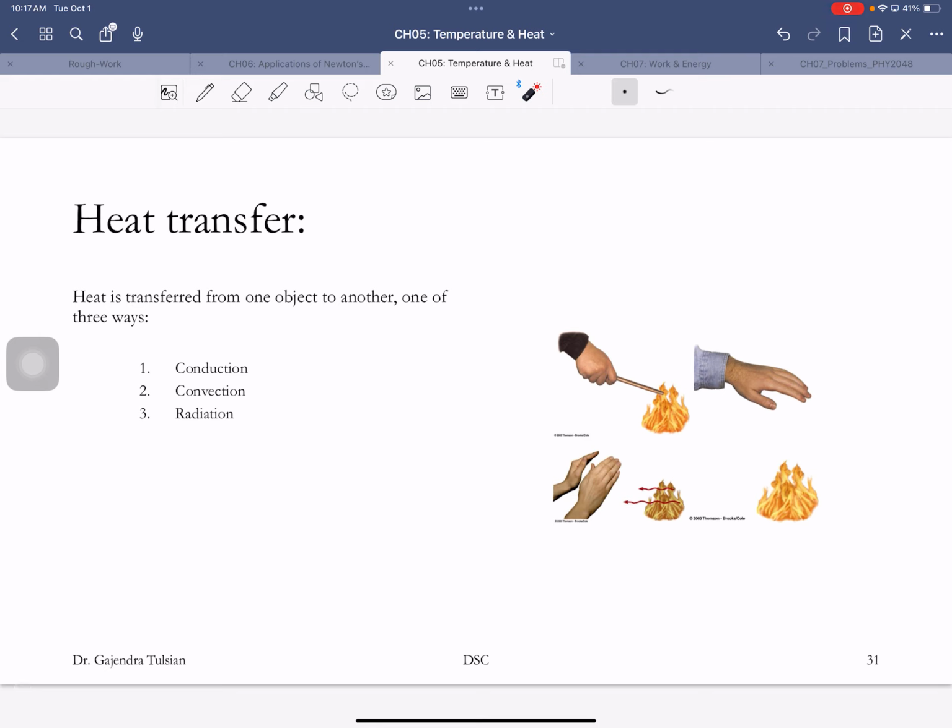All right, so now we'll talk about heat transfer mechanisms. So here's a fire. If you hold a metal rod, you can feel the heat flow through this metal rod to you. That's heat transfer via conduction. Okay, so there are three mechanisms for heat transfer: conduction, convection, and radiation. Okay, you hold your hand up there, you will feel the warmth.